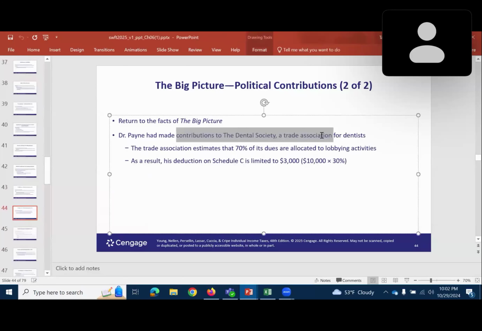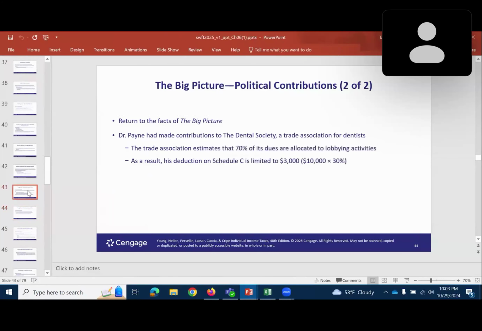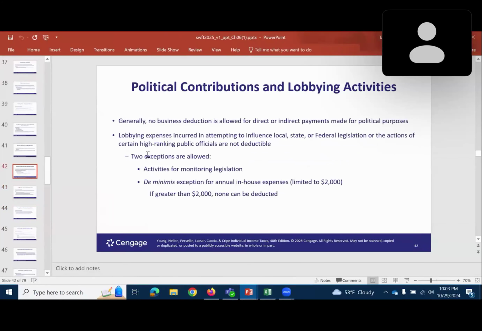He made contributions to the Dental Society, a trade association for dentists. The trade association says 70% of its dues are allocated to lobbying activities. So whatever he contributed to the Dental Society, 30% of it is allowed to be deducted, because the rest of it was for lobbying activities, which are, as we said over here, not deductible.